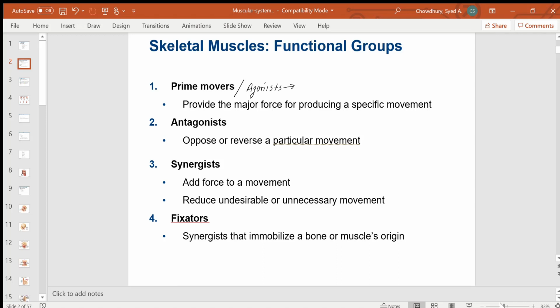Prime movers are the main muscles for a particular action, and agonists are all the muscles for that particular movement. For example, when you do the flexion of your forearm, this is your forearm, this is your arm, and this is your biceps brachii muscle here. To do the flexion of the forearm, biceps is the prime mover, because that is the main muscle for that action. Under the biceps brachii, there is another muscle called brachialis, and also another muscle called brachioradialis. Those also help to do the same movement. So all those muscles cause the flexion of the forearm.